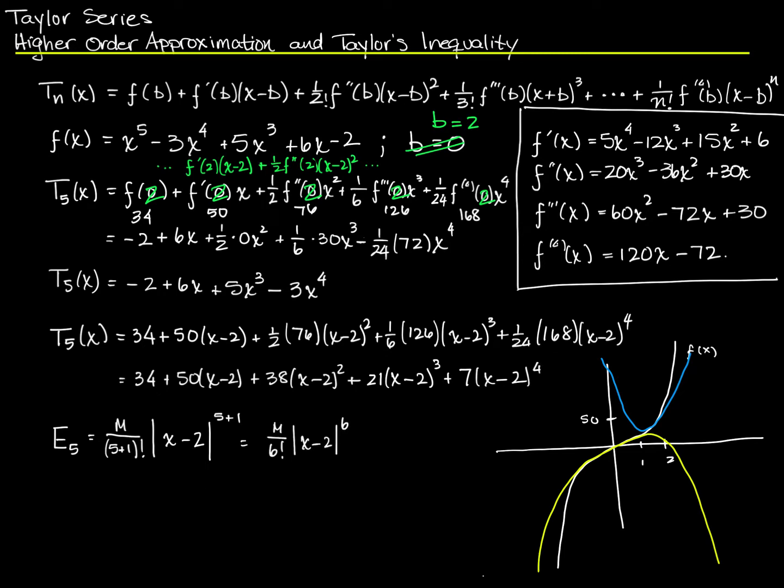Now, the next step here is to figure out what M is. M, remember, is the largest value that the next derivative, the one that we don't have in our list here, we need one more derivative, can take on. Well, in this case, if I just take that next derivative, the fifth derivative of f is 120. So the largest value that M can take on is 120 because it's a constant.